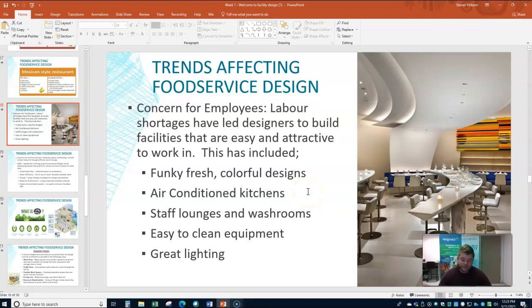This is another big one, concern for employees. In the hospitality area, when it comes to food and beverage, it's difficult to keep good staff. So there are labor shortages everywhere. This has led a lot of designers to build facilities that are easy and attractive to work in. Right now in our industry, the hardest job to hire for and to keep is a qualified line cook or dishwasher. Basically because it's not a very well-paying job, and you work in very hot and wet and damp environments.